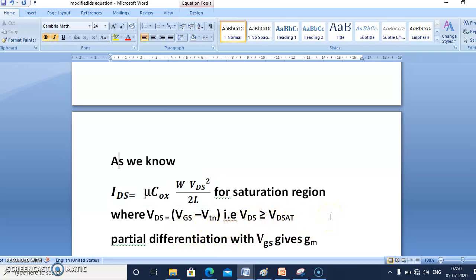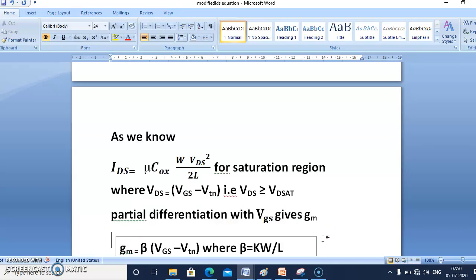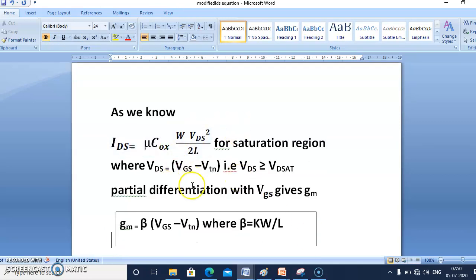So if you do the differentiation of this IDS with VGS, then this is the equation. If you substitute IDS is equal to mu COX W by 2L, in the place of VDS, VGS minus VTN, because we want to do differentiation with VGS. So in the place of VDS, if you write VGS minus VTN whole square, then we know if you consider all this term as some x square, the differentiation of x square is 2x. So 2 into VGS minus VTN.